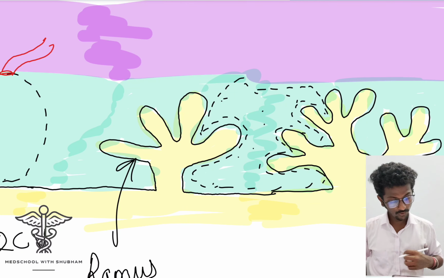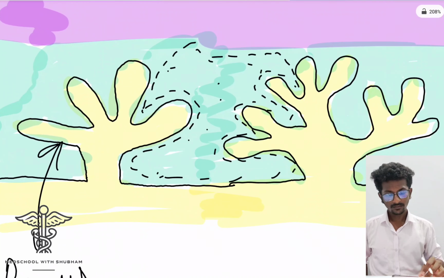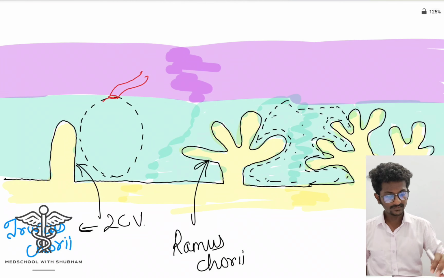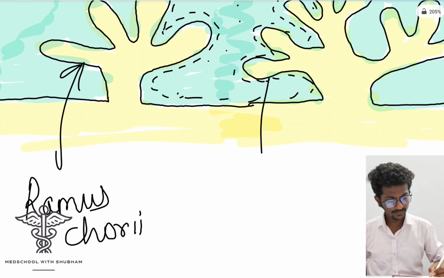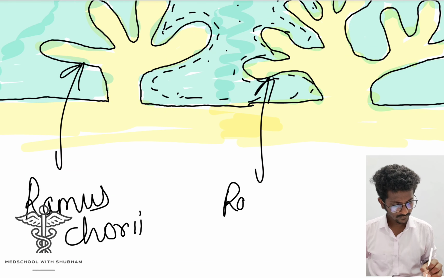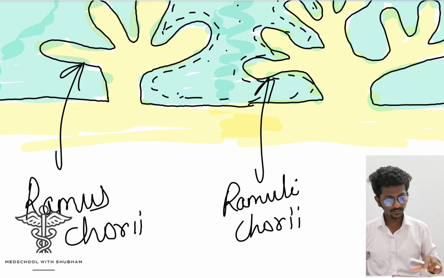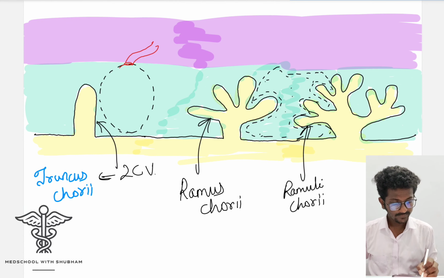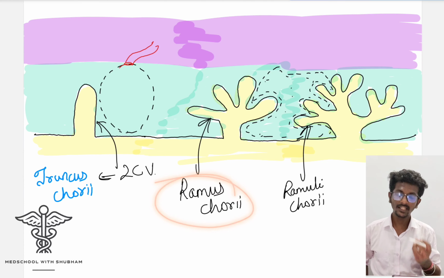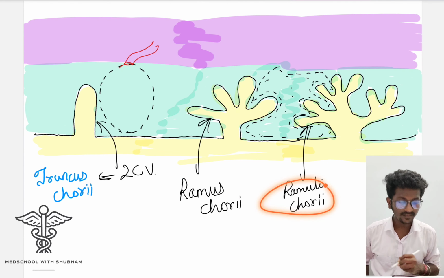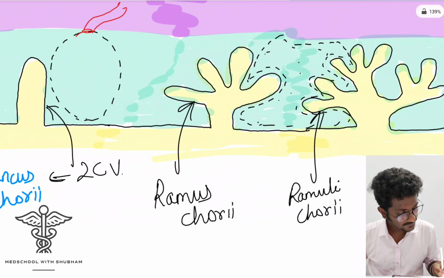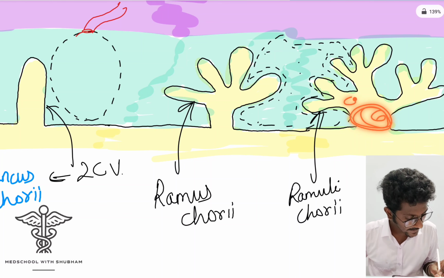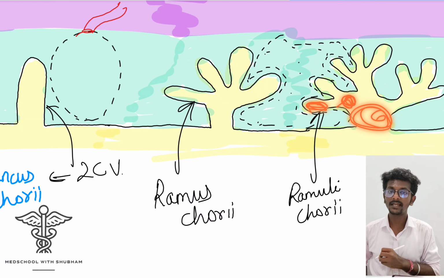Now what happens? Now these sub branches, I forgot to name this. These sub branches are called the ramuli cori. So first we had the truncus cori. Then we got branches in the truncus cori, which we named the ramus cori. And then we got the sub branches, which are called the ramuli cori. So this is the truncus cori, this is the ramus cori, and this is the ramuli cori.